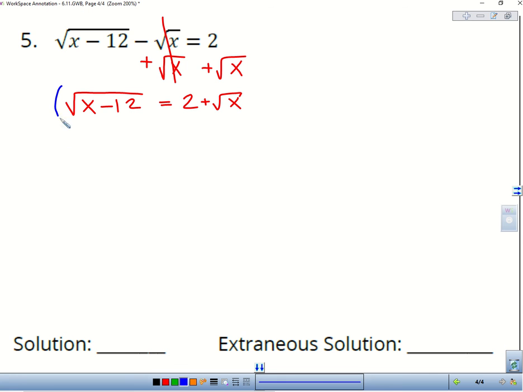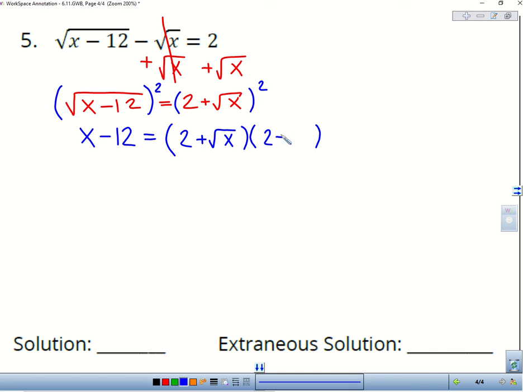Now I can square both sides. So remember, if you have a binomial squared, you have to write it out twice and use FOIL. Why are the radicals so different? Because this one we squared is entirely inside a radical. This one we're squaring a mixed expression that has a radical and a number in it. So when we square it, we're going to have to use FOIL.